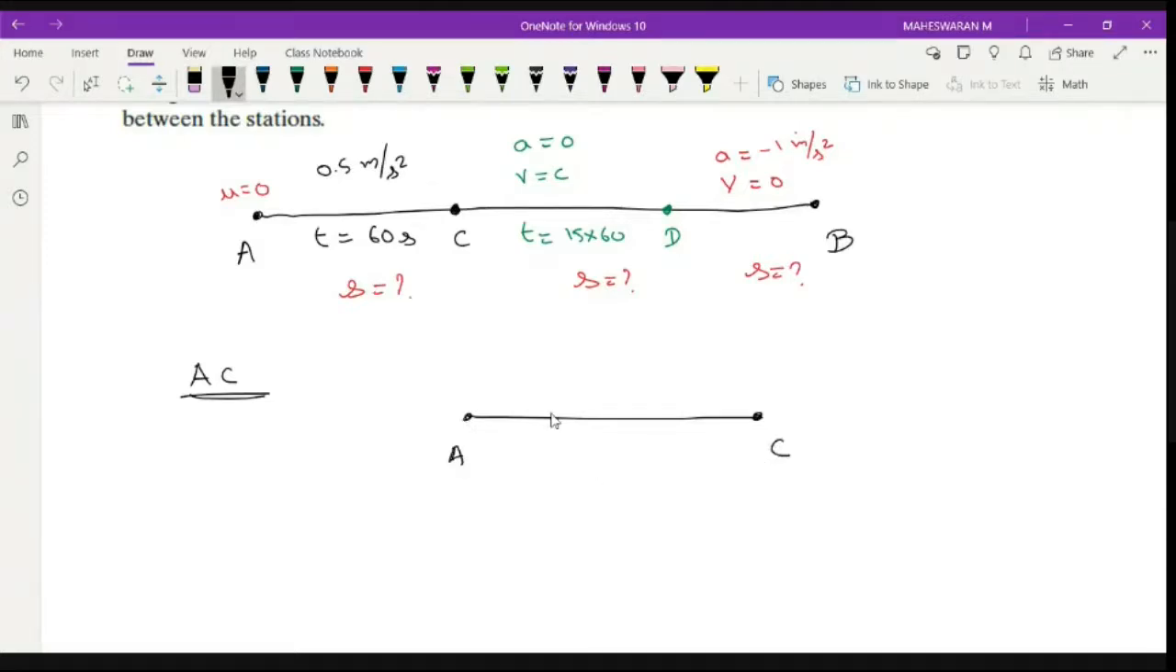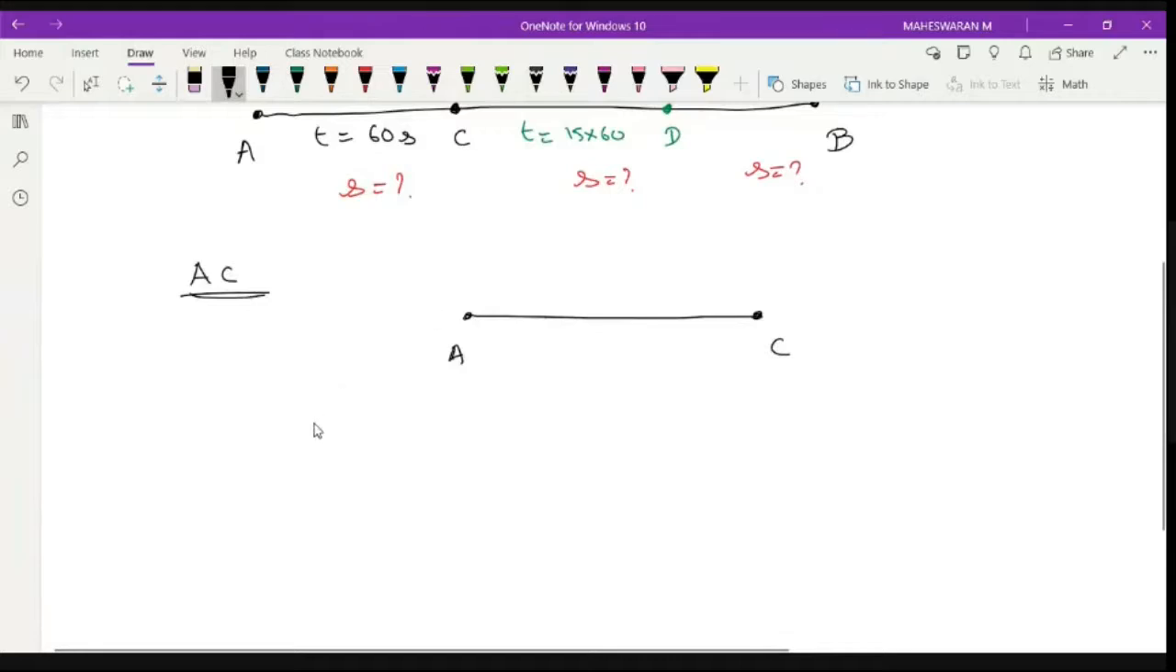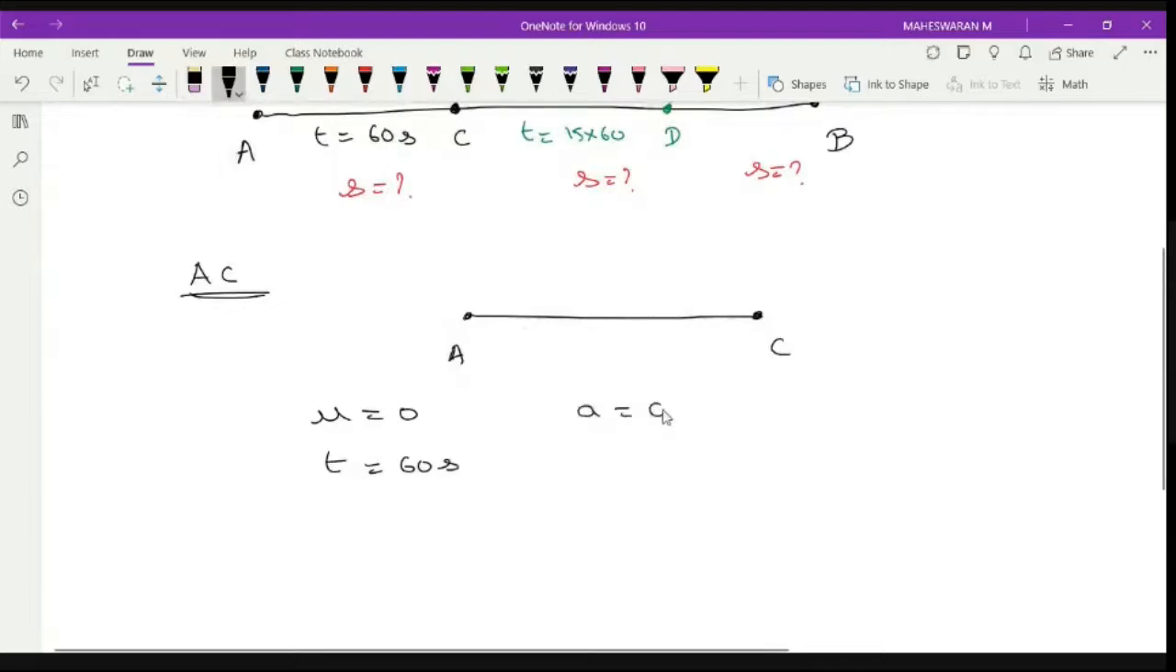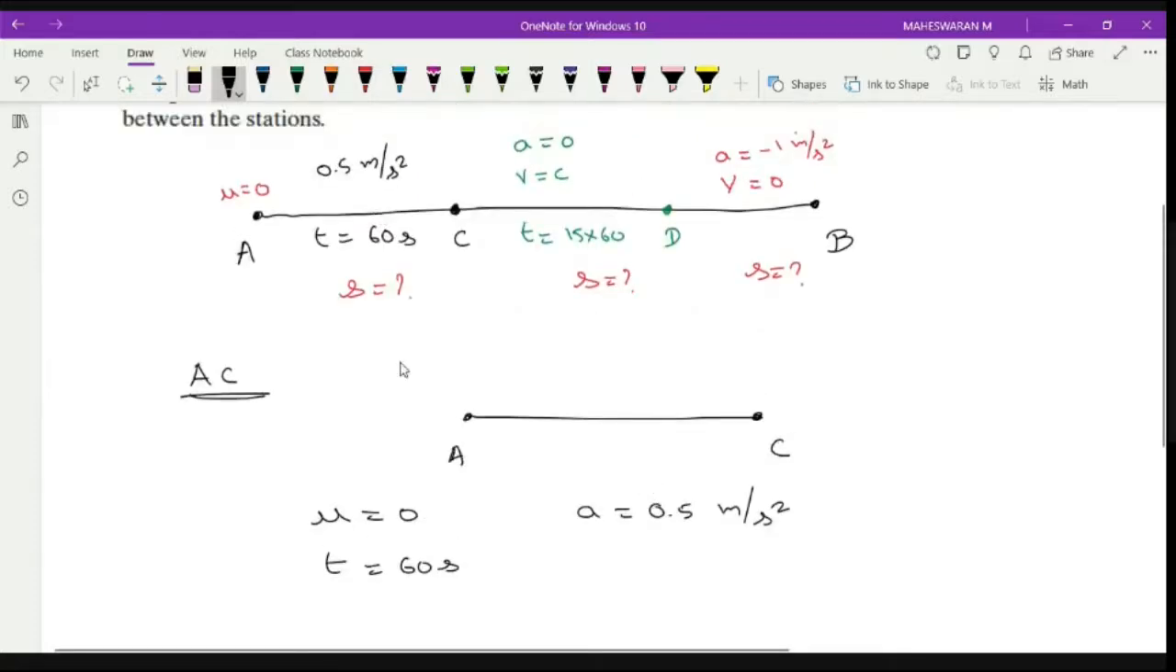What are the data given? From the given data, we identify U is equal to 0. The time is known, which is 60 seconds, and you know the acceleration, which is 0.5 meter per second square. So these are the three values which are known.